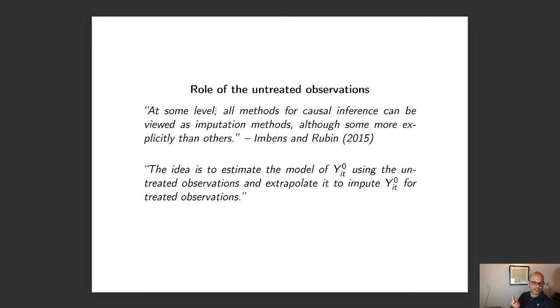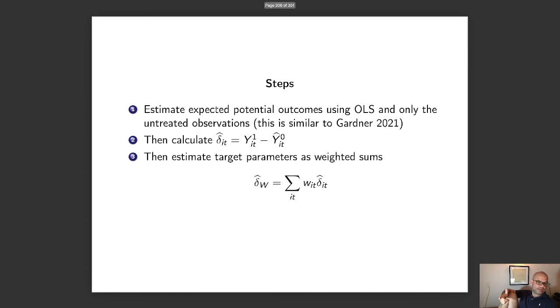And the idea is to estimate Y0, okay, using the untreated observations and extrapolate it to impute the counterfactuals for the treated. So what they're going to do is run a regression on Y0, all right? They're going to get coefficients on all of those parameters, all the fixed effects parameters. They're then going to impute counterfactuals for their treatment group using those estimated coefficients. They're going to show that it's consistent. So they're going to estimate expected potential outcomes using OLS on the untreated observations. And then they're going to calculate delta hat at the individual firm level as the observed outcome minus the fitted value.